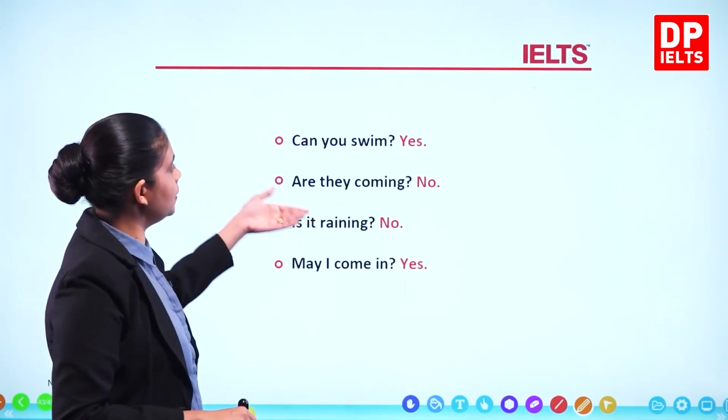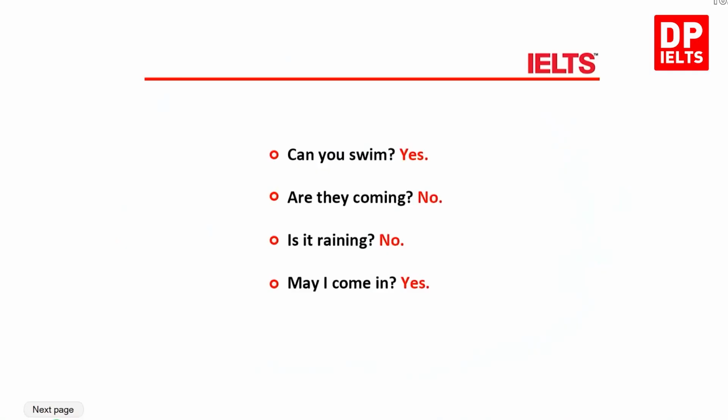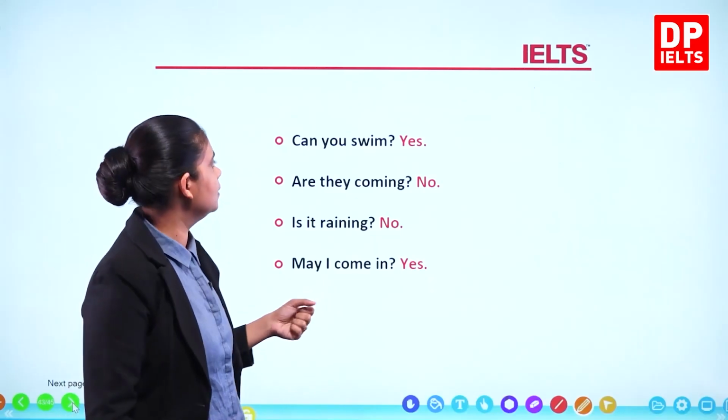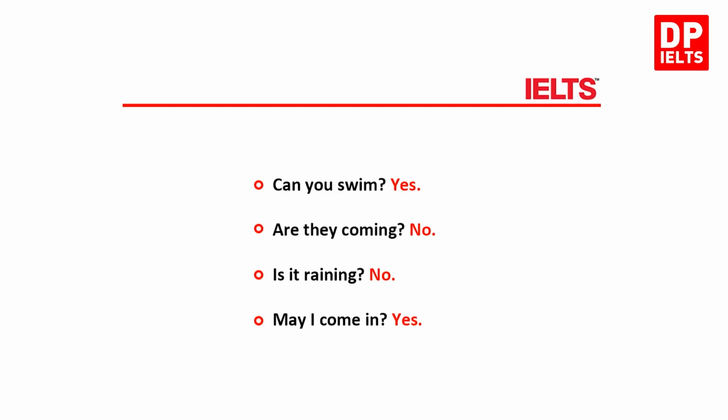So can you swim? Yes. Are they coming? No. Is it raining? No. May I come in? Yes. Right? Can you swim? உங்களால் ஸ்விம் பண்ண முடியுமா? Yes. Are they coming? அவர்கள் வருகின்றார்களா? No. Is it raining? No. May I come in? Yes. ஸோ இதுலையும் பாருங்க நாங்கள் ஹெல்பிங் வேர்ப்ஸ் யூஸ் பண்ணியிருக்கிறோம். அதே மாதிரி மாடல் வேர்ப்ஸ் கேன், மே யூஸ் பண்ணியிருக்கிறோம். கேன், இஸ், மே, ரைட், இந்த வேர்ட்ஸ் யூஸ் பண்ணி தான் நாங்கள் இந்த கொஸ்டின்ஸை, அதாவது எஸ் ஆர் நோ கொஸ்டின்ஸை ஃபார்ம் பண்ணியிருக்கிறோம்.